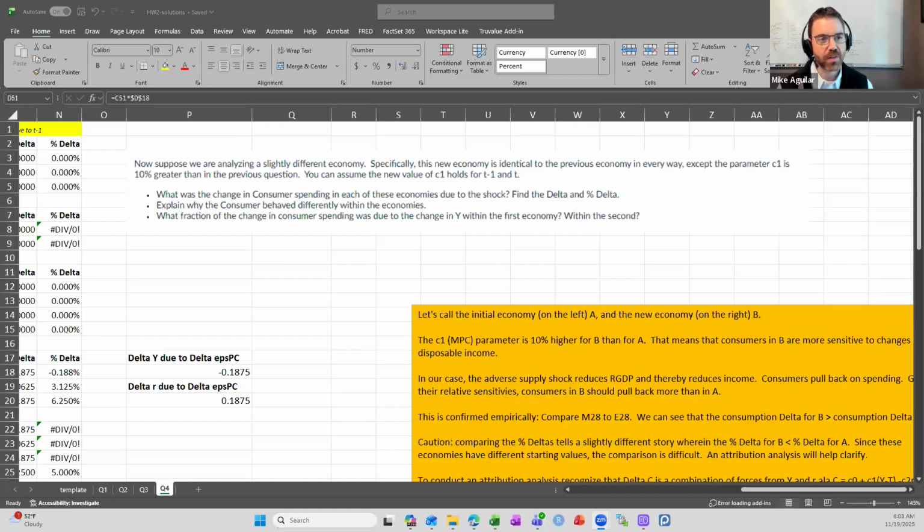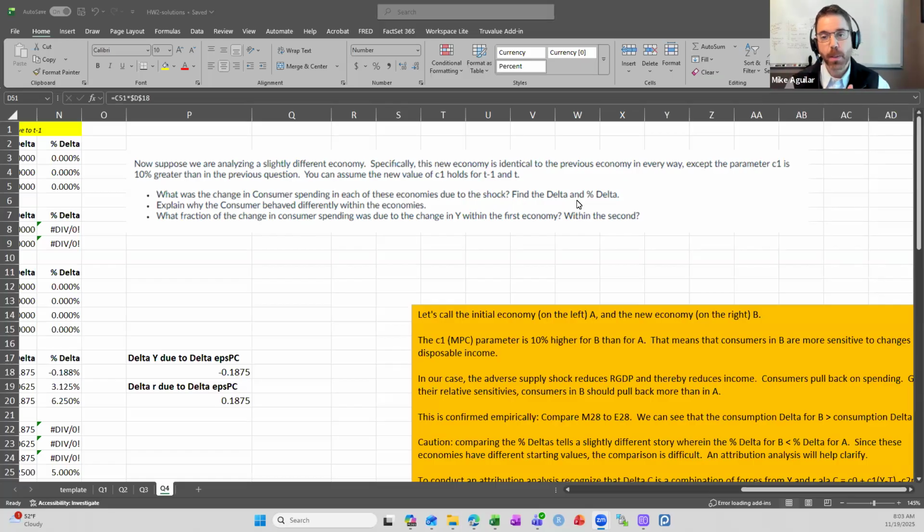All right, my macro friends, let's work on question number 4 for this homework assignment. I called up right here the question I posed to you. Now, suppose we're analyzing a slightly different economy. Specifically, the new economy is identical to the old in every way, all right? So it's a copy paste.